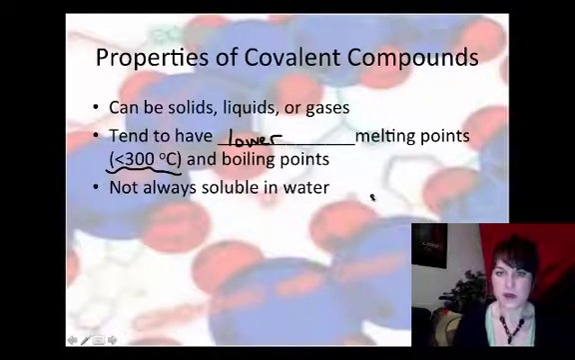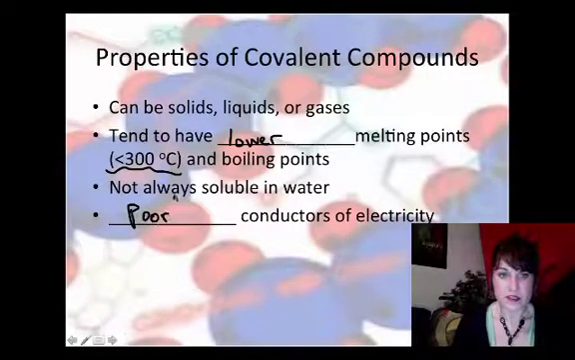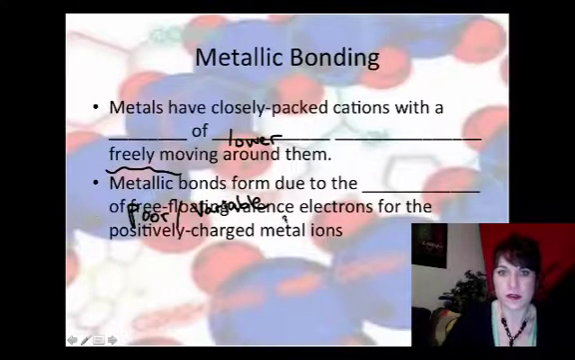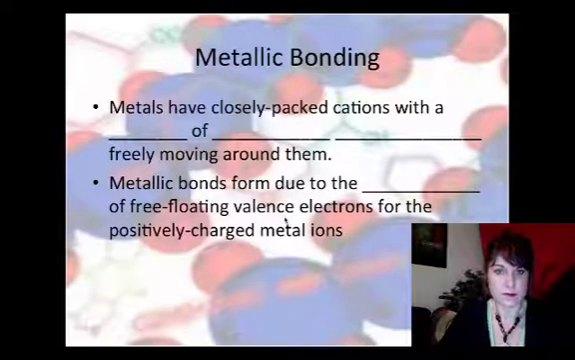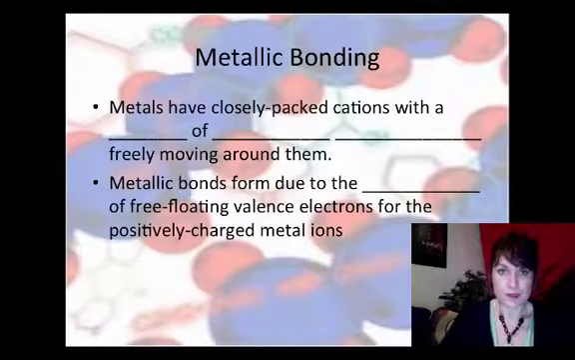They're not always soluble in water. Think of things like oil and paint thinner. They're not very soluble in water. They are poor conductors of electricity, generally speaking, although sometimes they can be good conductors, so we'll call this variable, whereas ionic compounds are always good conductors. That's it for covalent bond properties. All right then, we'll look at metallic bonding.